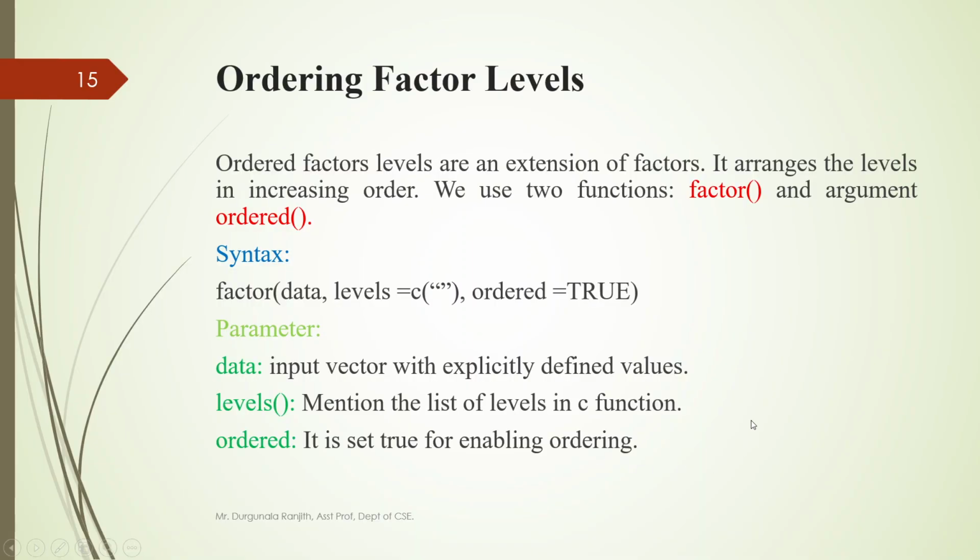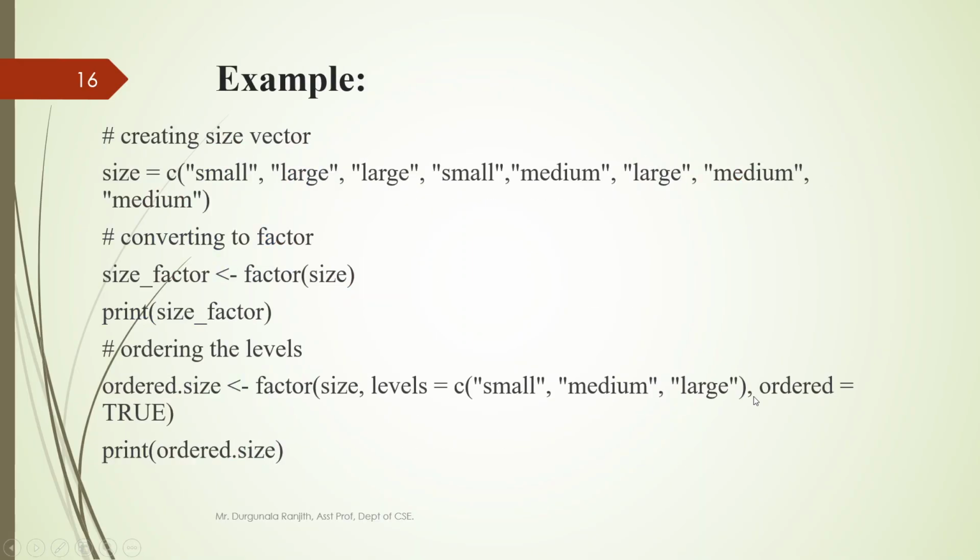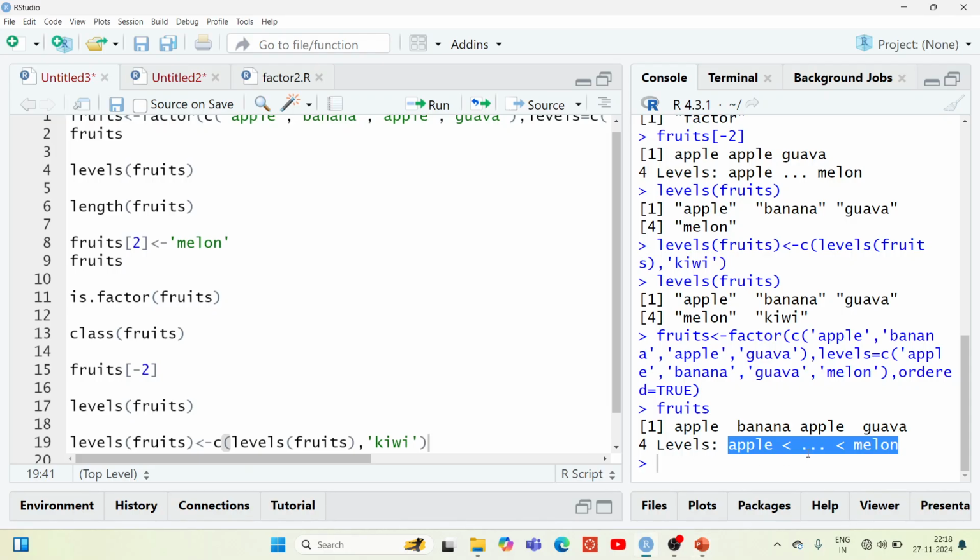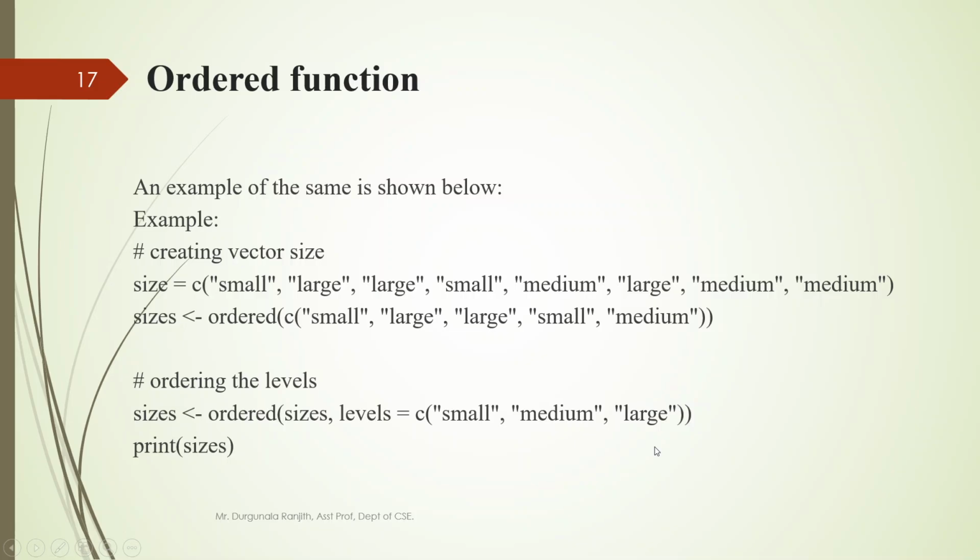Even the ordering can be done with a function also. So here you see, this is the example. As we already discussed, I am passing the argument ordered equals TRUE. So you will get an output like this. Here you can observe the less than symbol. Even the ordering can be done with the help of the ordered function. What I am doing here is creating one particular vector and using the ordered function to give the order. So this is the way you can order the levels by using the ordered function.